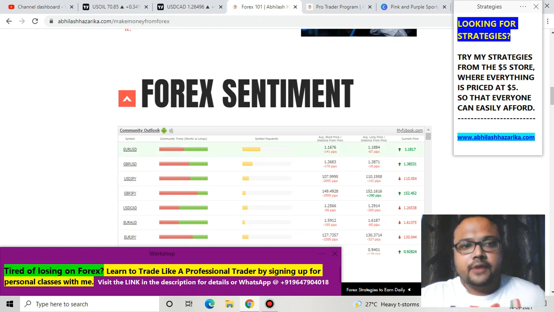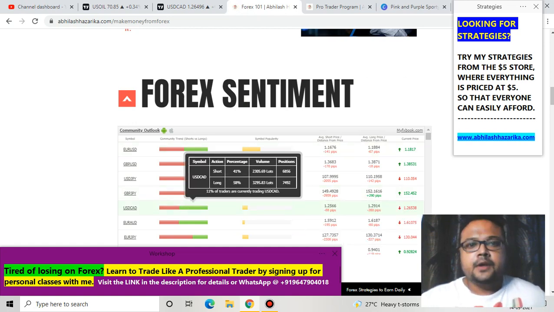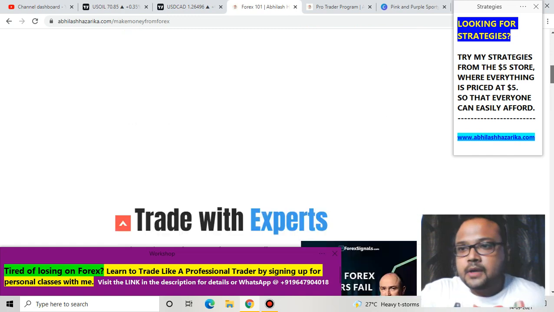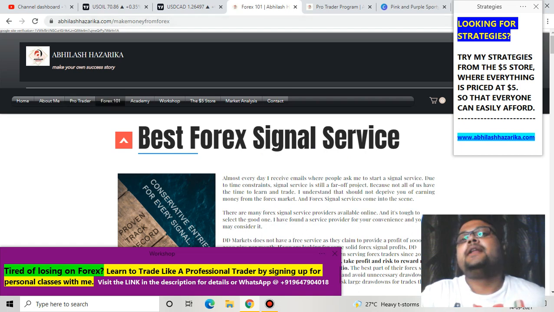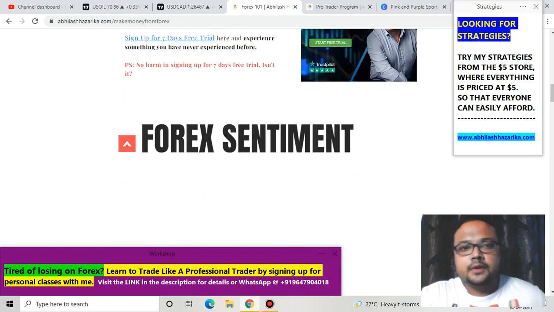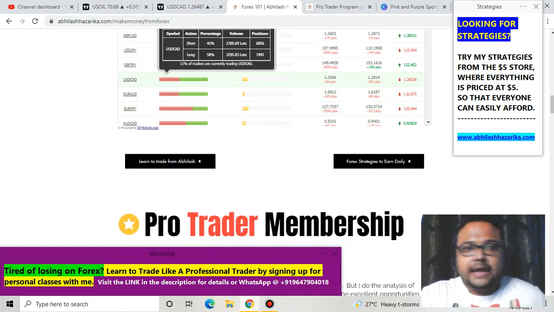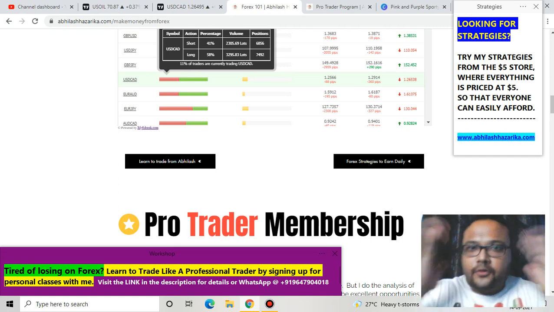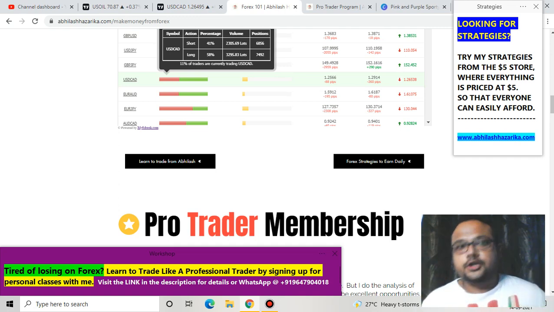And if you look at the Forex sentiment meter here, you can see that 41% retail traders have taken a short position and 58% retail traders have taken a long position. This is the Forex sentiment meter. You'll find it on my website avilashhazarika.com under the Forex 101 section. So 58% are thinking that the market will be going up, and 41% are thinking that the market will be going down. And as we all know, 90% retail traders lose money. So my dear friends, do not go with the crowd, trade with proper analysis and proper logic.